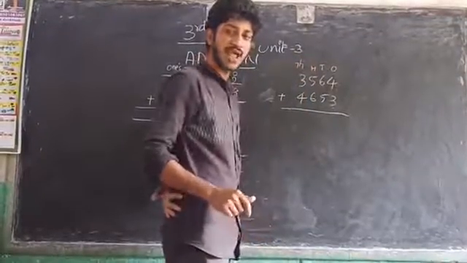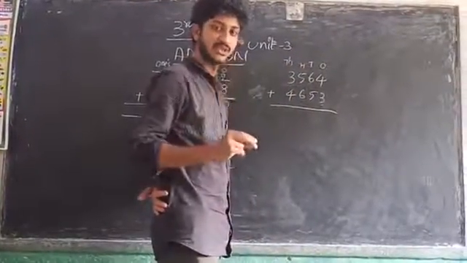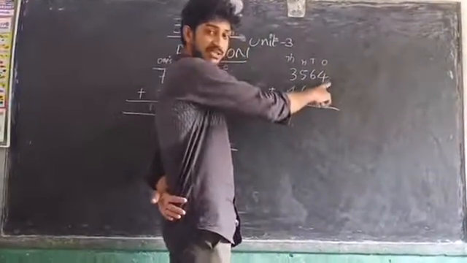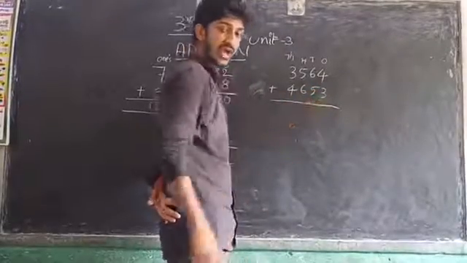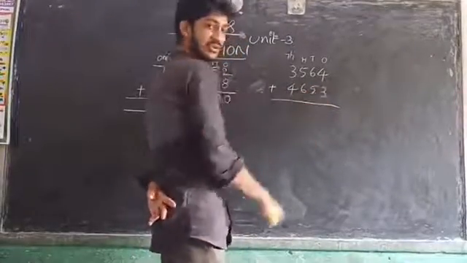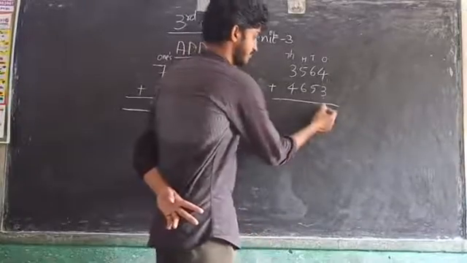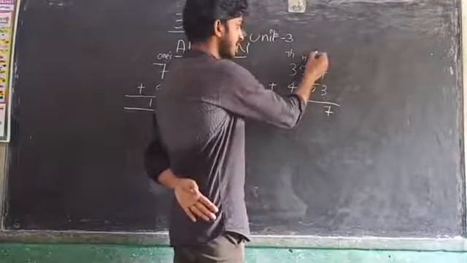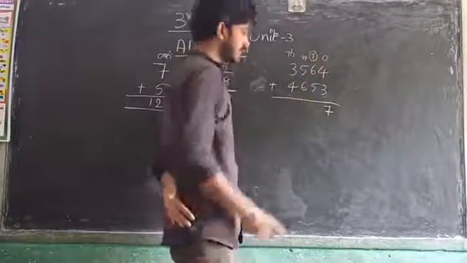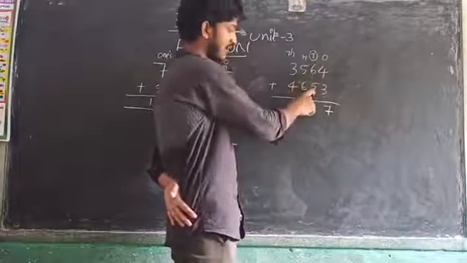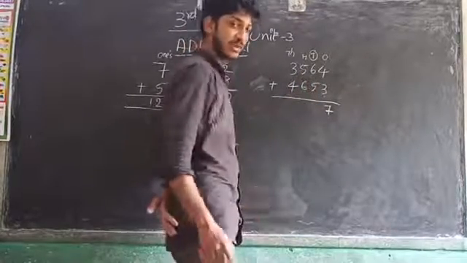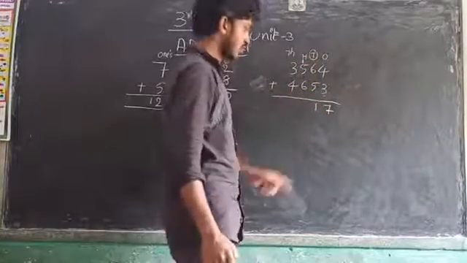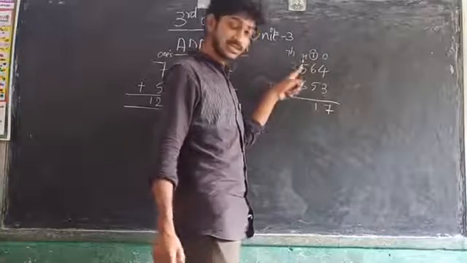First of all, we have to add the numbers which are in the ones place. So what are the numbers in the ones place? 4 and 3. 4 plus 3 becomes 7. After the ones place, we add the numbers in the tens place, 6 and 5. So 6 plus 5 is equal to 11. We write one digit here and another digit goes here.